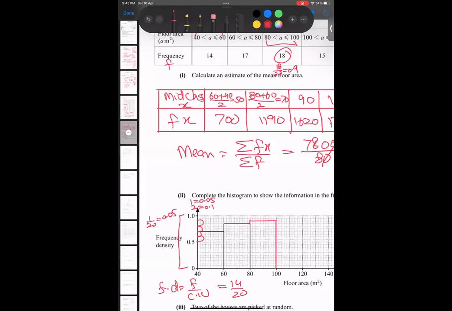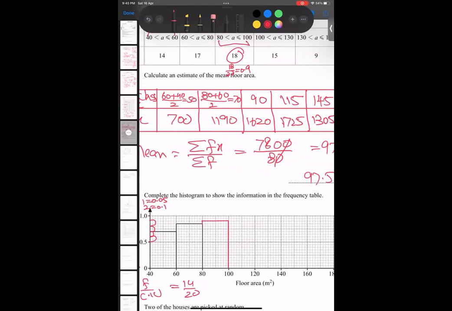Next one, if we proceed to the next one, what is next? 15 frequency by the gap, which is 30. And I got half, 15 by 30 is a half, 0.5. Where is the 0.5? 0.5 is here. Starting from 100, ending at 130 here, and the height is 0.5. So let's see.